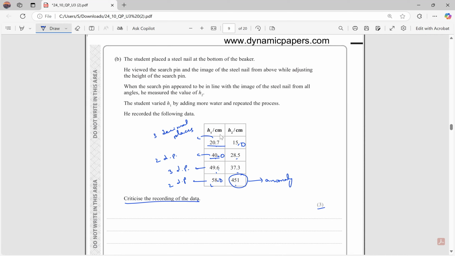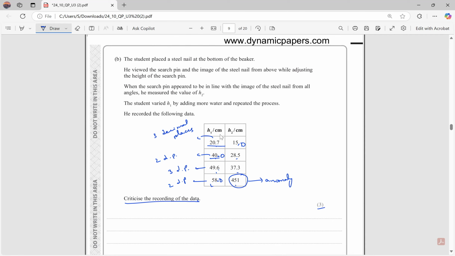Now, there are 2 points here. There are decimal places and significant figures. They are 2 different things. Oftentimes, students think that decimal places and significant figures are the same thing. No, they are not. They are different. So we are talking about decimal places right now.